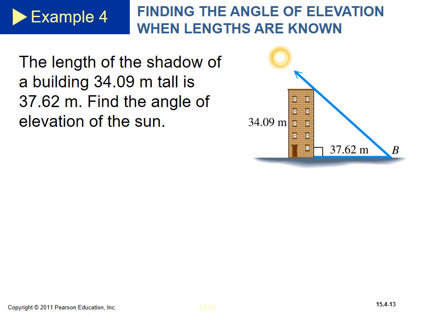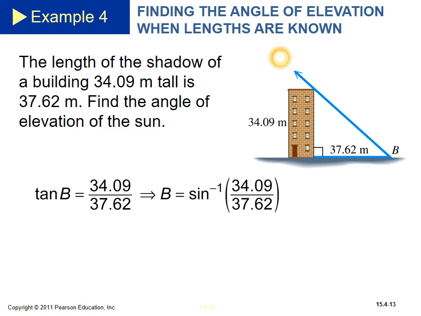The height of the building is 34.9 meters tall, and the length of the shadow is 37.62 meters. Find the angle of elevation of the sun. So you go ahead and use tangent and use the inverse function, and you find that the measurement of the angle is 42.18 degrees.